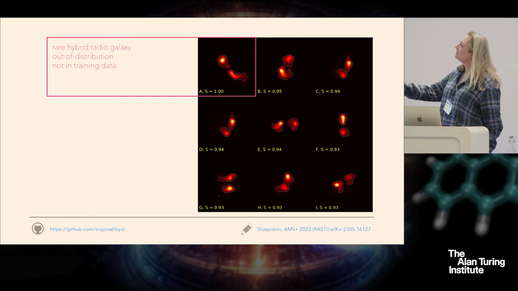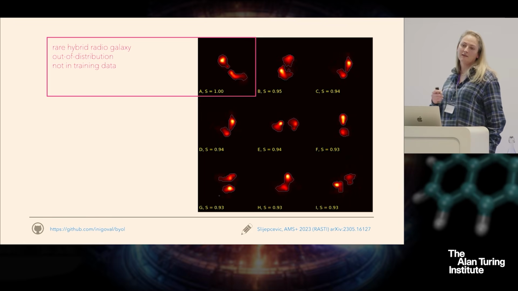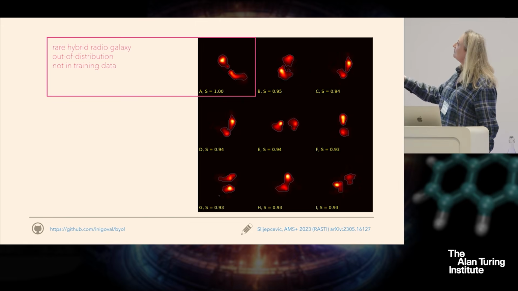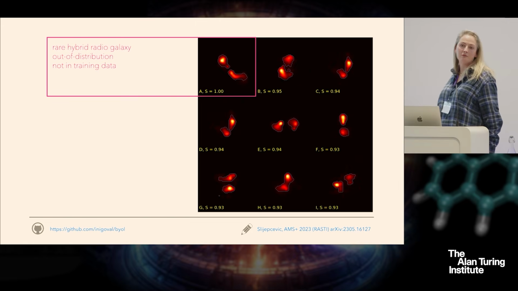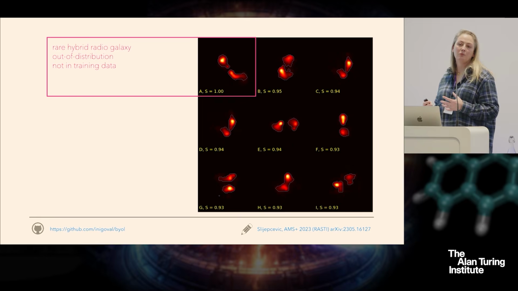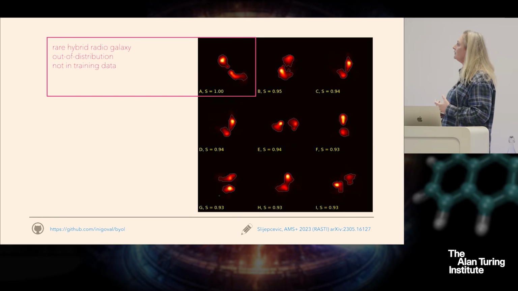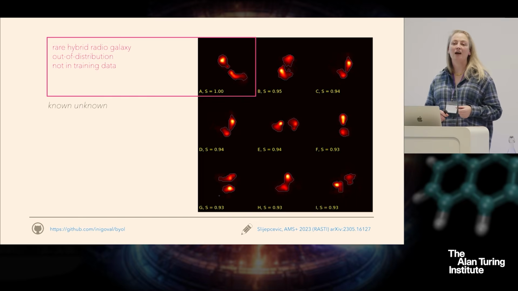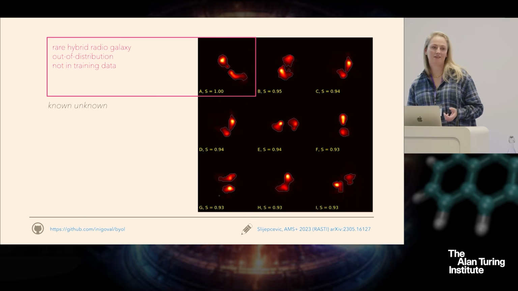But if we encode one example of this type of galaxy through our model, we can then go out and find a larger sample of these rare hybrid galaxies. Now, these are actually really, really difficult to find, even by eye, simply because the morphology is very difficult to distinguish from other types of radio galaxy. However, we do know what they look like. We know that they exist. So this is what I would refer to as a known unknown in our data.